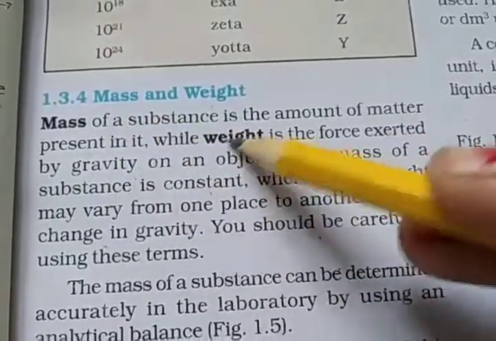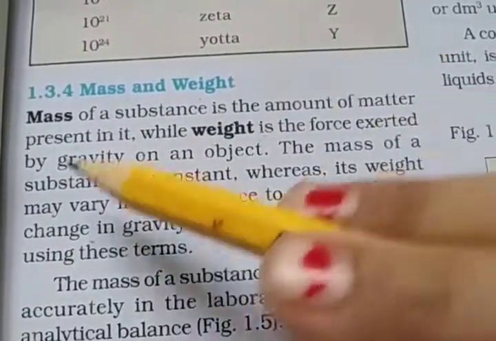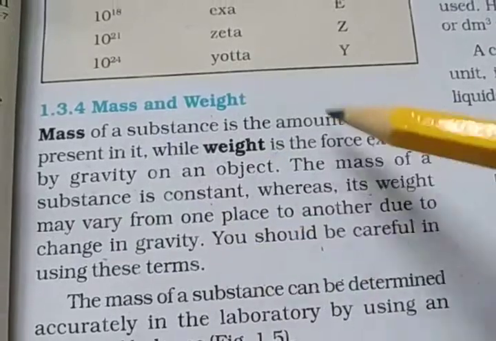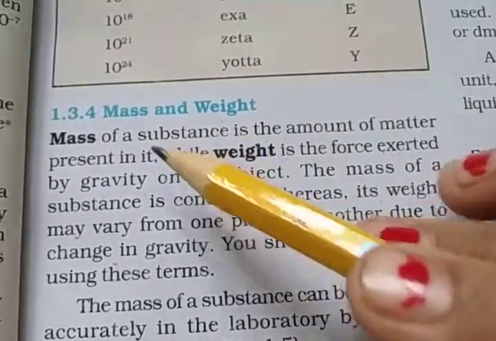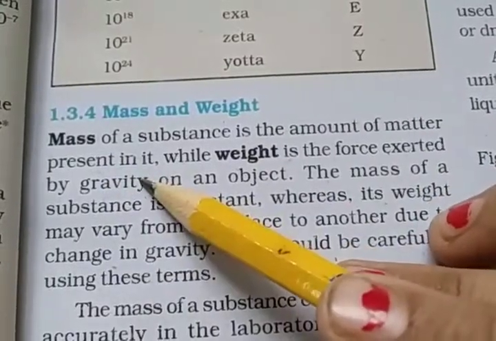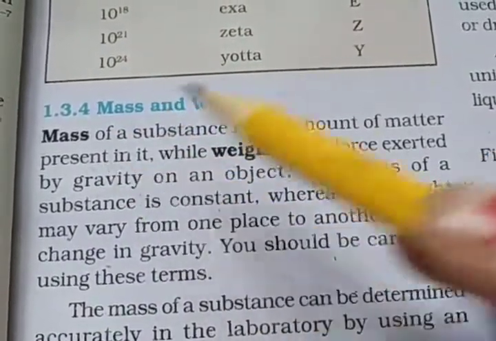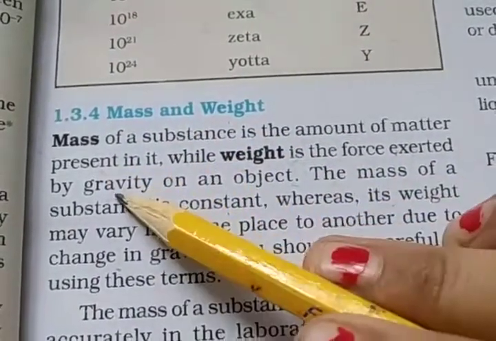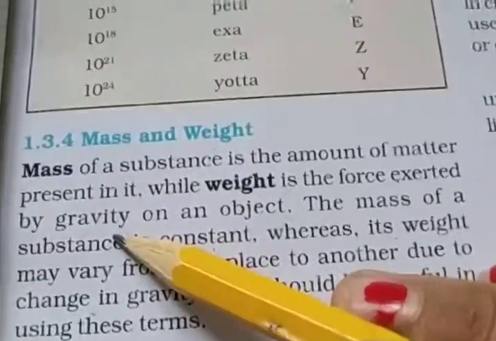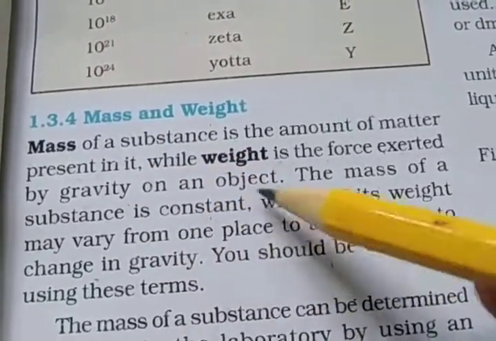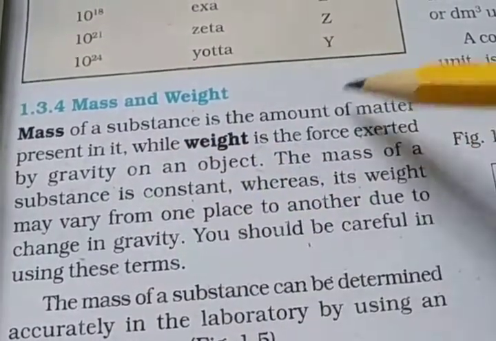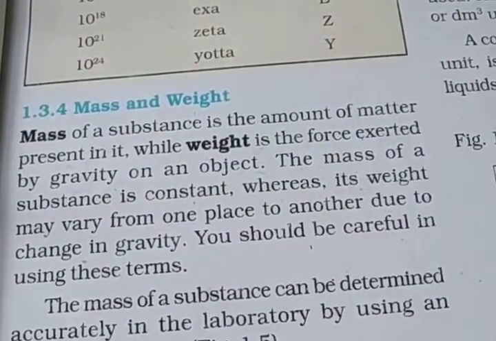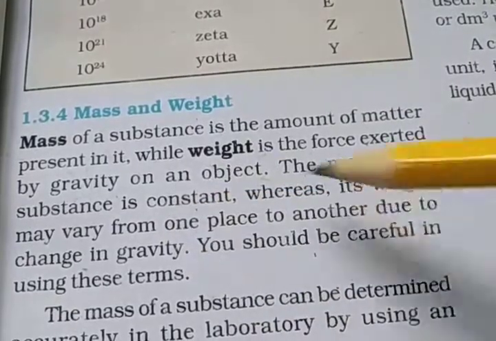Mass of a substance is the amount of matter present in it, like solid, liquid, gas. So it is the mass. And weight is the force exerted by gravity on an object. So the mass of the substance is constant, because it is how much amount of matter is present. So mass is constant.